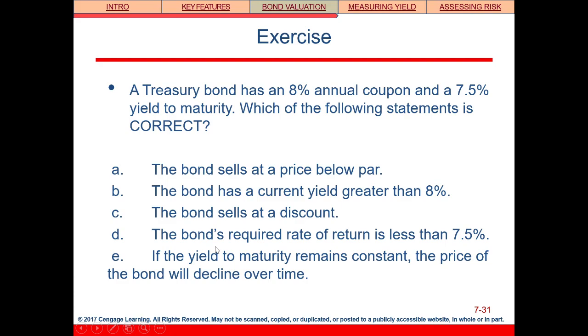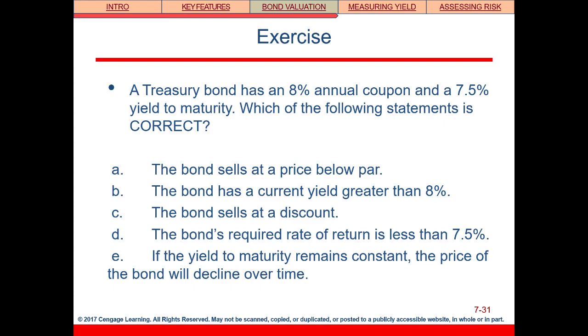D says the bond's required rate of return is less than 7.5%, which is wrong because the yield to maturity is exactly 7.5%, so it's not less, it's the same. E says if the yield to maturity remains constant, the price of the bond will decline over time. Yeah, here it says if the market interest rate remains constant. That's the first assumption, right? Remember the graph we saw before? The key thing here is that market interest rate has to stay the same. Otherwise, you will see the price is going to be volatile.